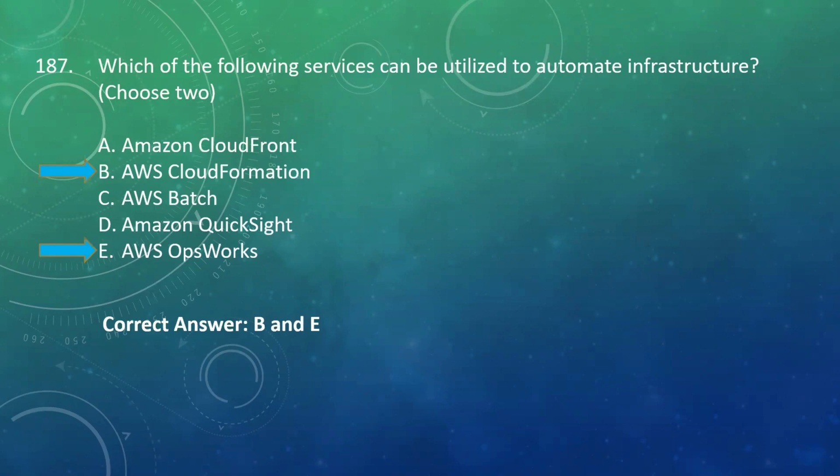The other options, Amazon CloudFront, AWS Batch, and Amazon QuickSight, are not primarily used for infrastructure automation. Amazon CloudFront is a content delivery network service. AWS Batch is a service for running batch computing workloads, and Amazon QuickSight is a business intelligence and data visualization service.